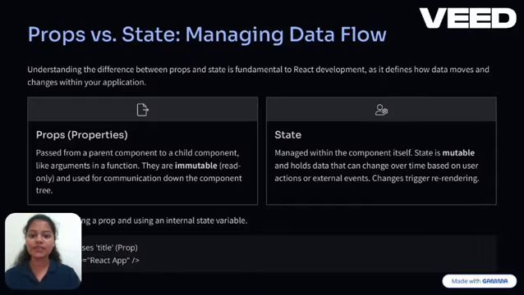Now let's see about the props and state. Props are properties. They are passed from the parent component to a child component like an argument in a function. They are immutable, which is read only, and used for communication.